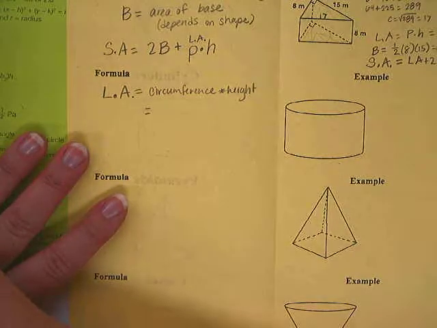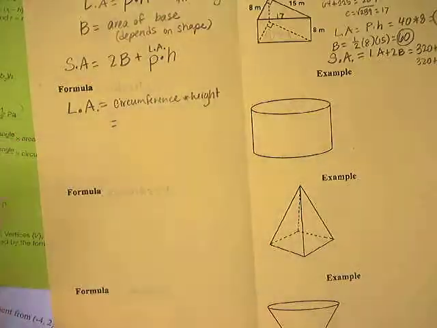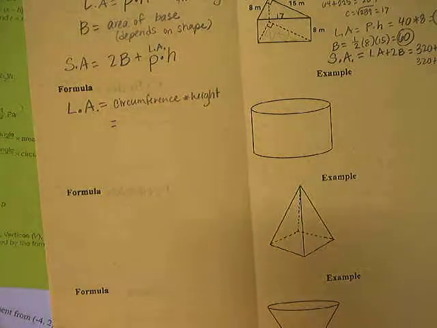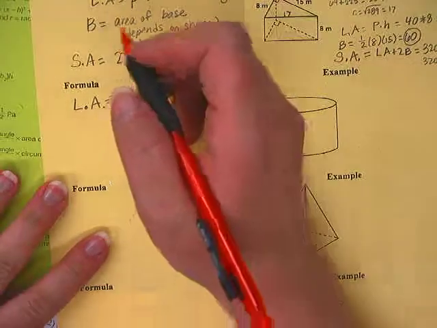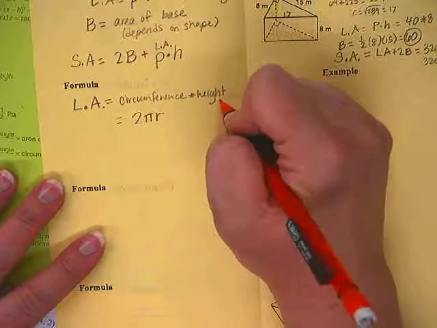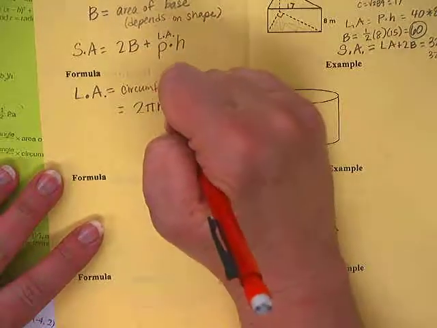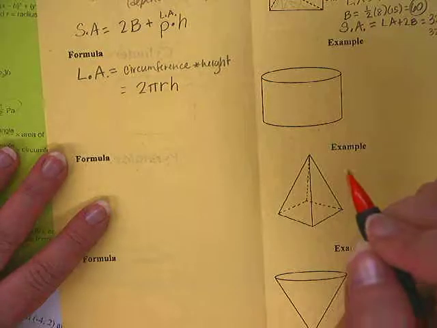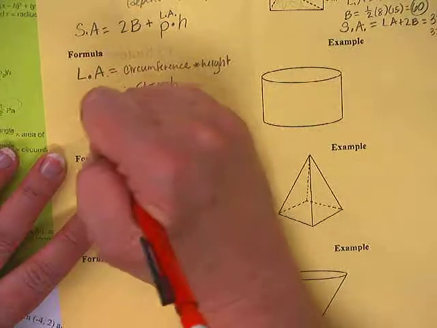Do I need to choose someone in particular? Person number 15. Tila, what's the formula for circumference? 2 pi r is correct. And then we want to use the height as well, so we multiply all three of those together. That gives us the lateral area, right?